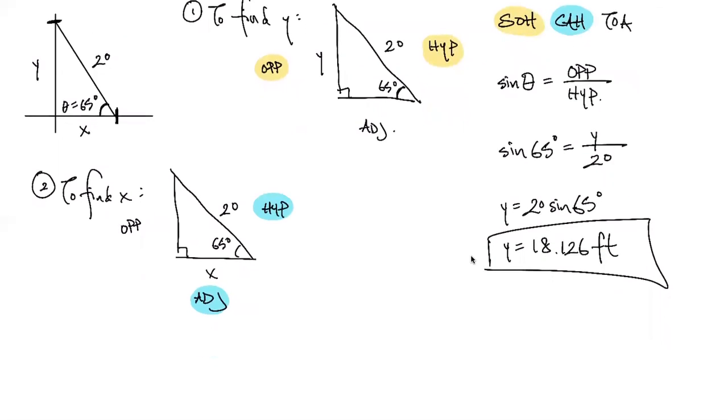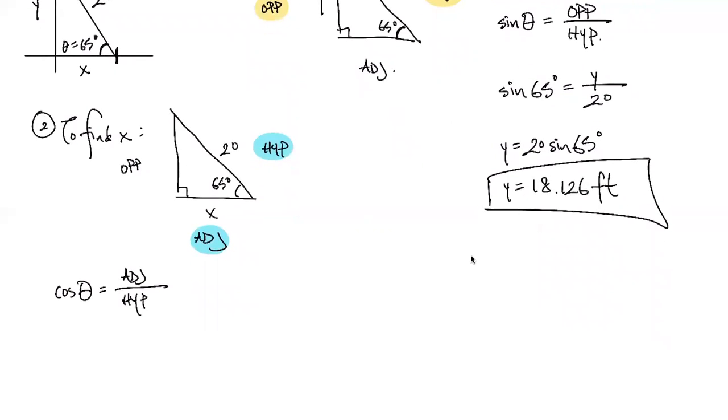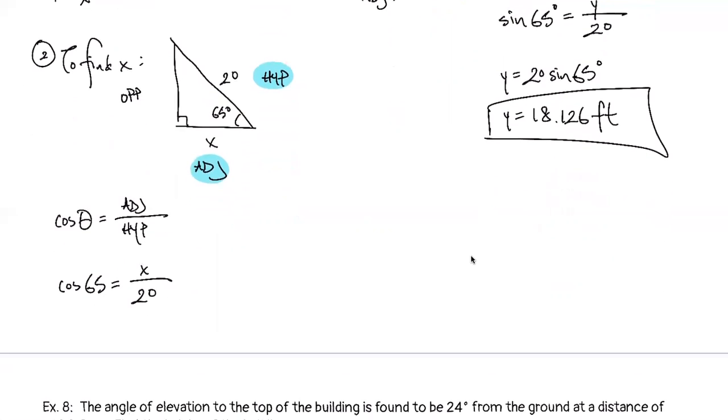Then we set up our equation. Cosine theta equals adjacent over hypotenuse. And we plug in the values we have. Cosine 65 equals x over 20. To get x by itself, we're going to multiply both sides by 20, so we'll get 20 cosine 65. When we type that into the calculator, we end up with 8.452 feet.